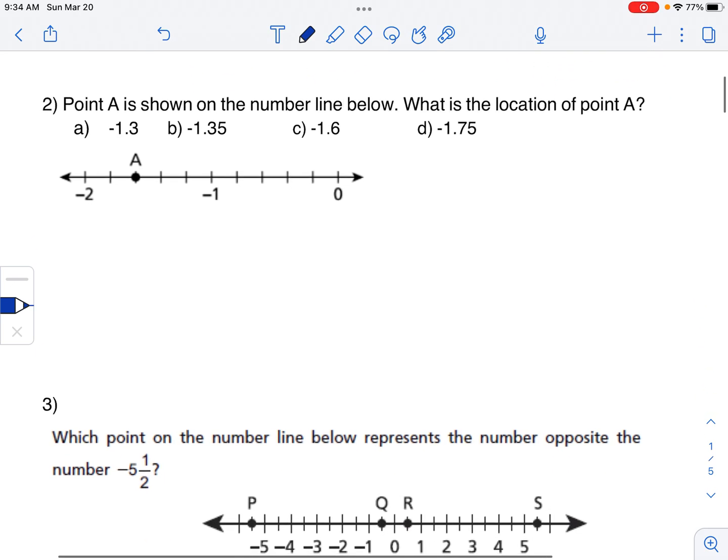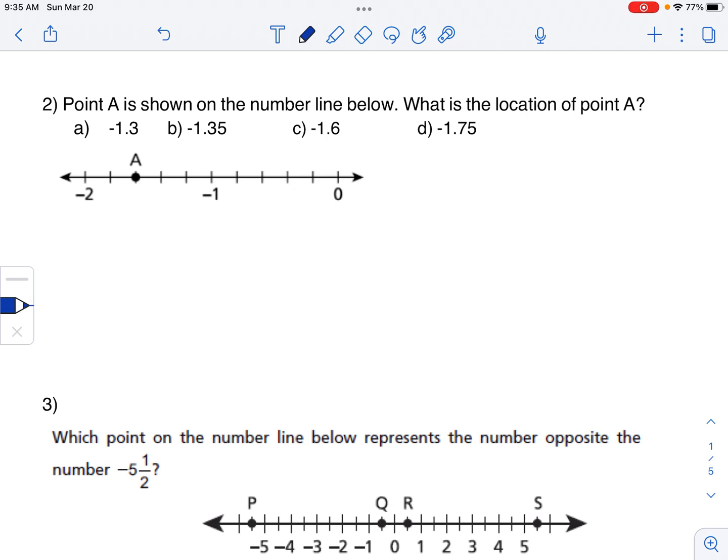All right, number 2. Point A is shown on the number line below. What is the location of point A? Well, to figure out point A, I need to know how many sections are between each whole number. So if I count it out, I see there's 1, 2, 3, 4, 5 sections between 0 and -1, and the same between -1 and -2. That means we're counting by 1/5.